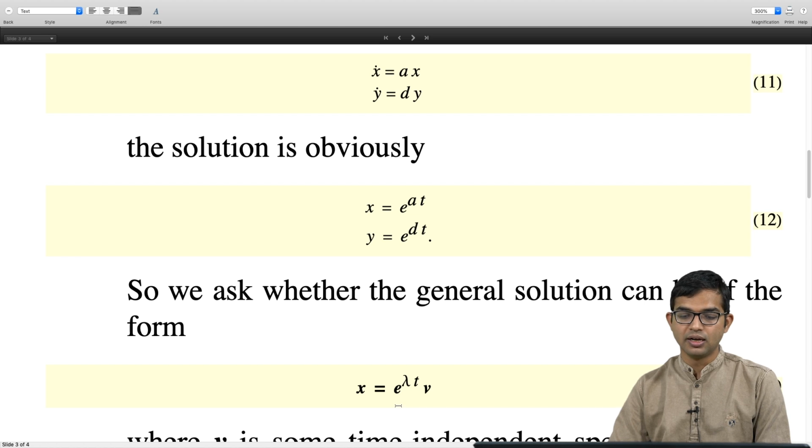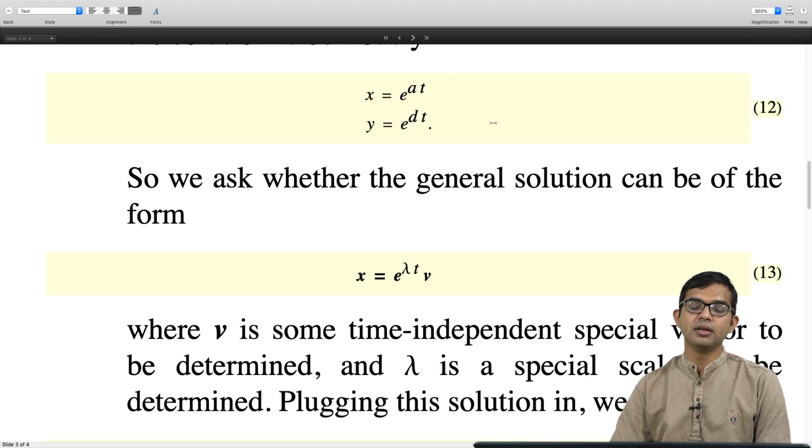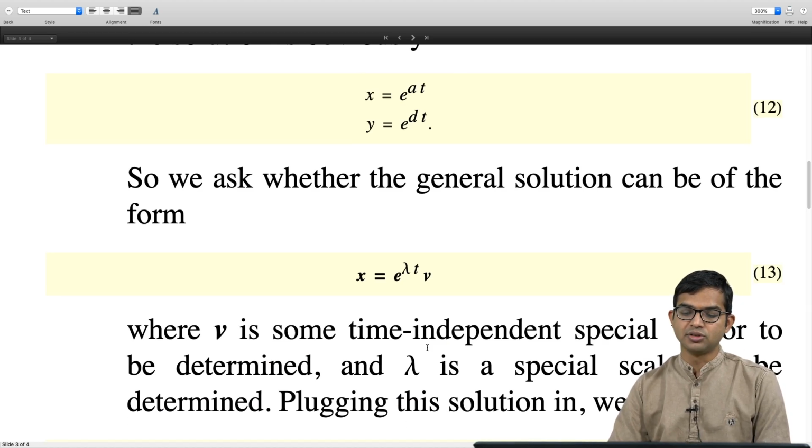Is there some special direction which will still yield such simple solutions? And so it turns out that when we make this as an ansatz and plug this into our differential equation, these vectors, we actually get a matrix eigenvalue equation. It becomes an eigenvalue problem.